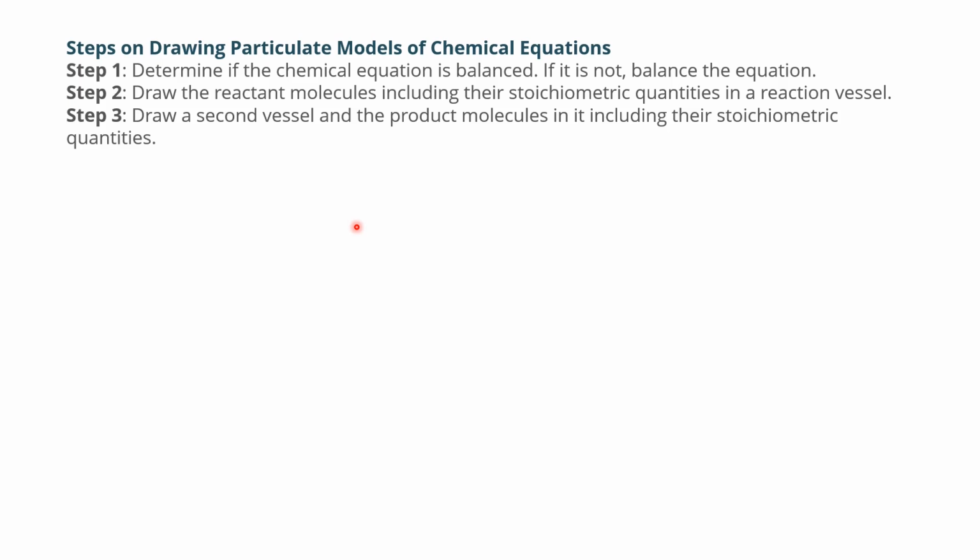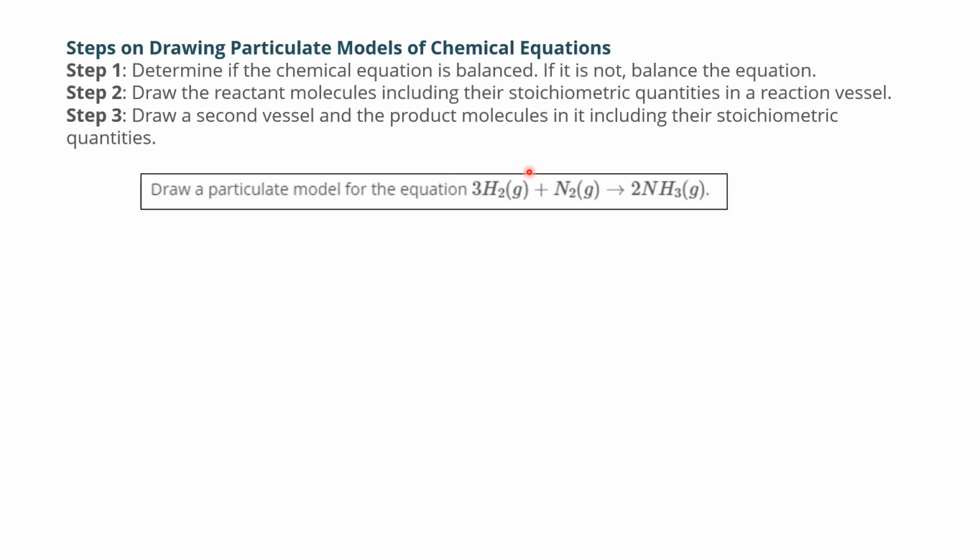Now, what does that mean? Whenever you balance a reaction, you get how many moles are basically reacting together. So you need to draw the actual number of moles in there. And then you have to draw a second vessel where you draw the product molecules. Also include the stoichiometric quantities here. Let's see an example here.